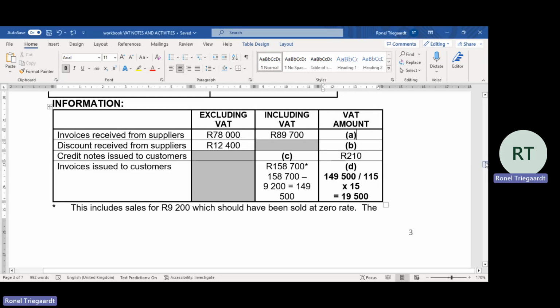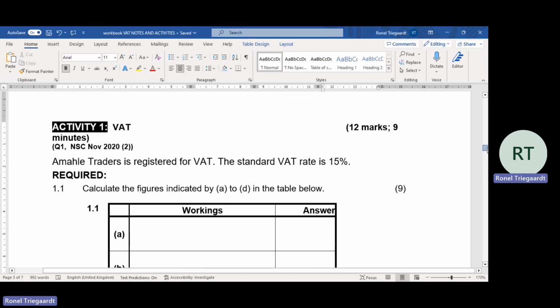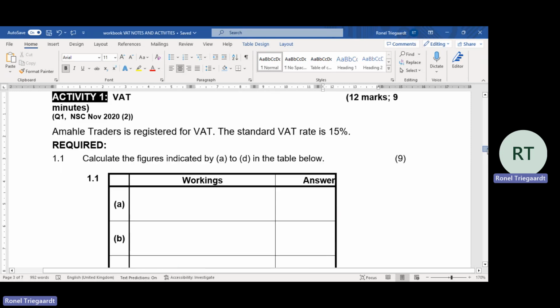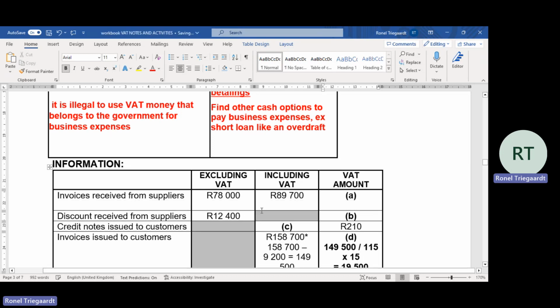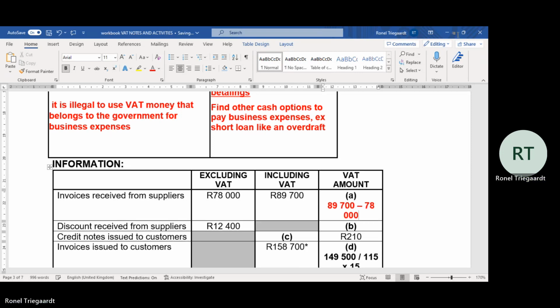Okay. The first question was you had to get the missing amounts A to D. I did not do this beforehand because I wanted to show you how easy this work actually is. To get A, what should you do? You should take the 89,700 and minus the 78,000.